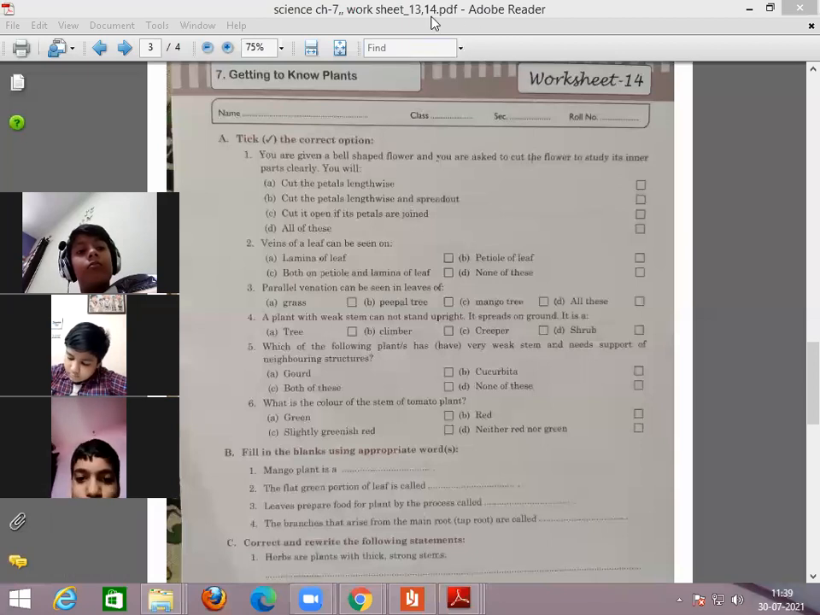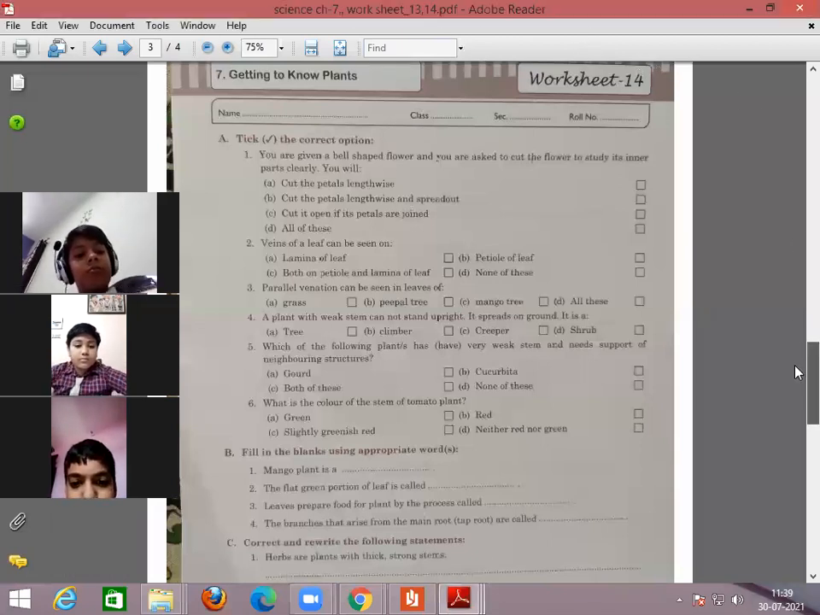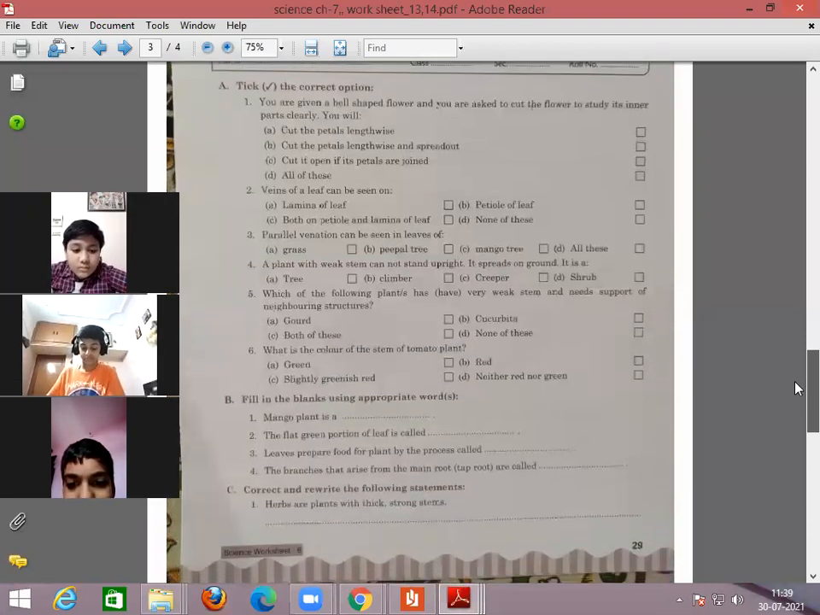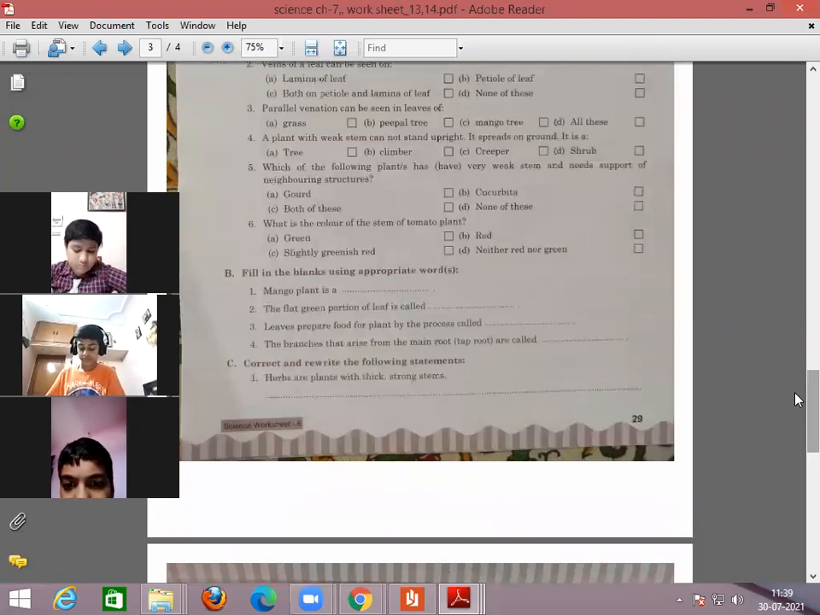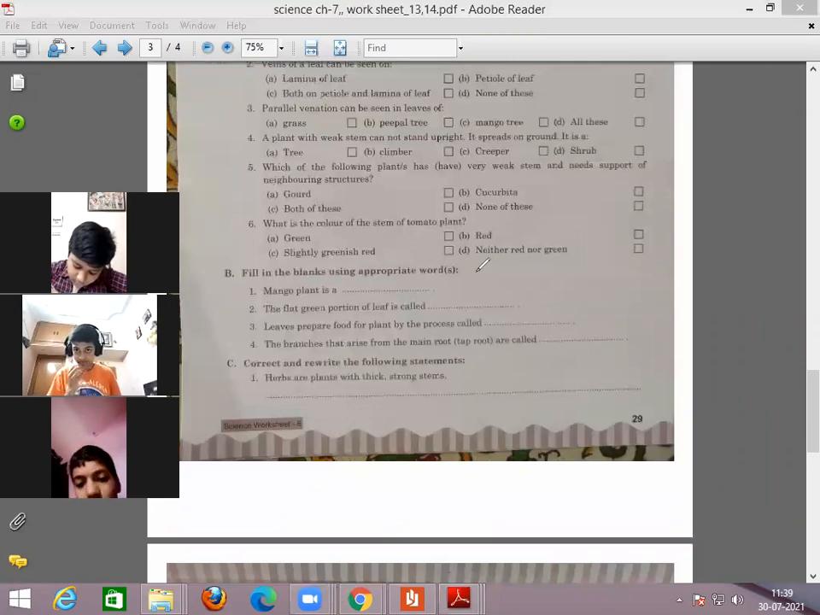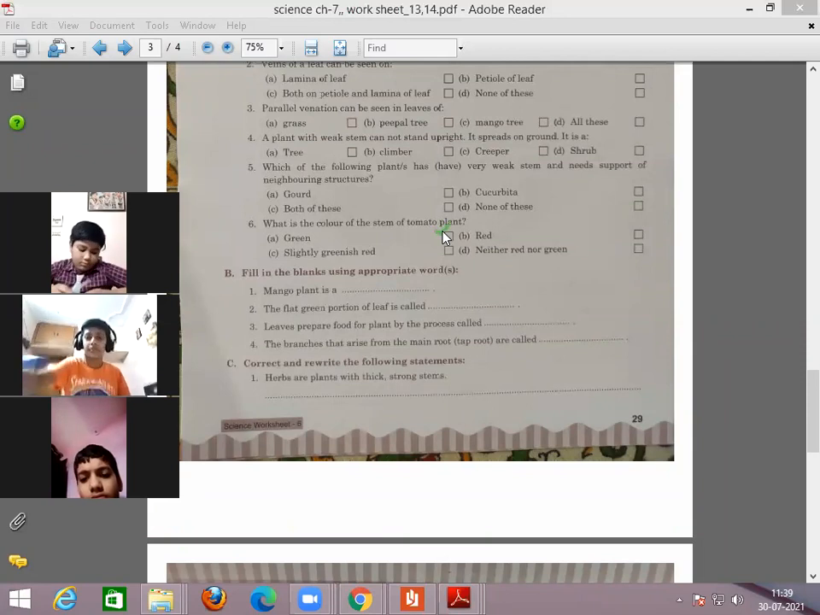Okay. Now we are going for number 7. What is the color of the stem of tomato plants? So you can say what will be the color of tomato plants? Tell. What will be the color of tomato plant? Most likely greenish yellow. No, it will be of green color. The stem is always of green color, children.